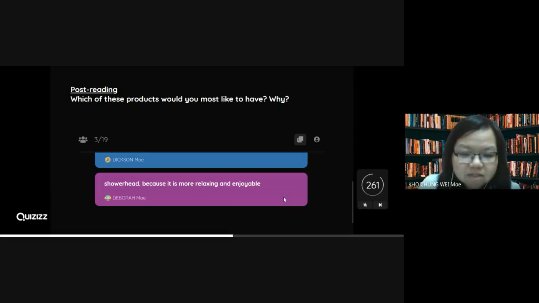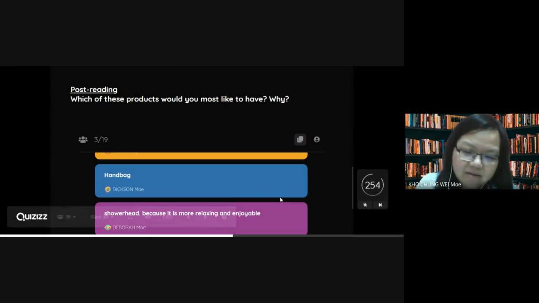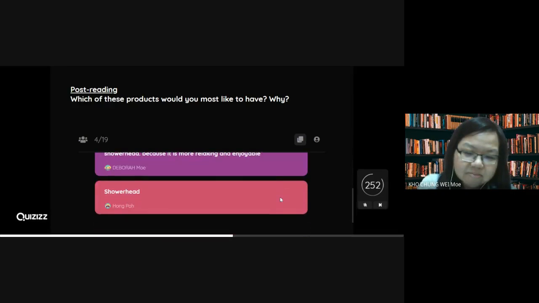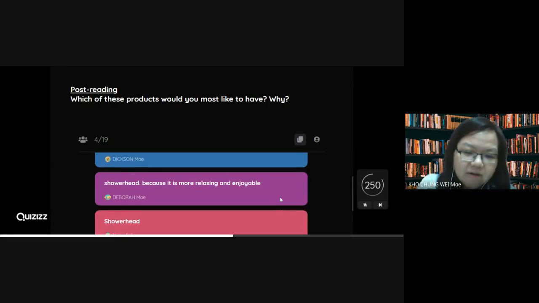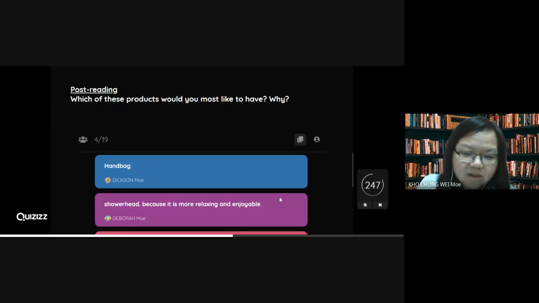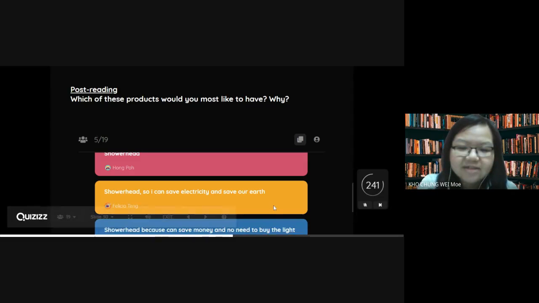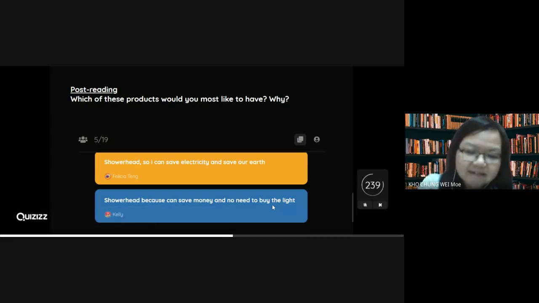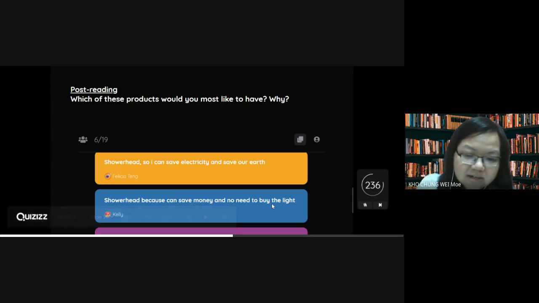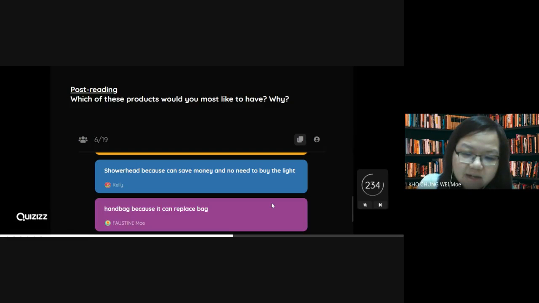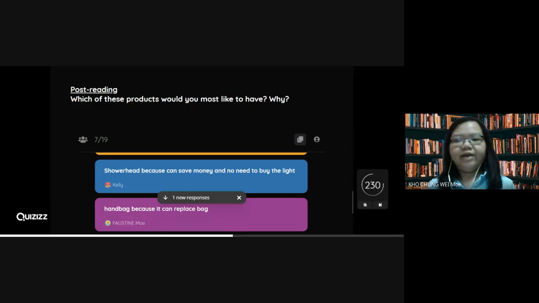Shower head because it is more relaxing and enjoyable. Nice. So you can relax using the shower head. What else? Hong Po, shower head, but why? Why would you want a shower head? Malaysia: shower head so that I can save electricity and save our earth. Standard answer. Can I say shower head because can save money and no need to buy the light? Basically you can have a dark bathroom without the lights on.